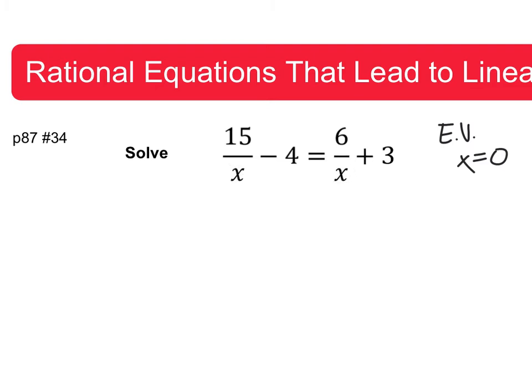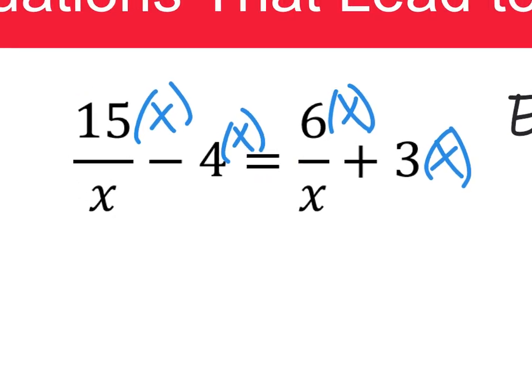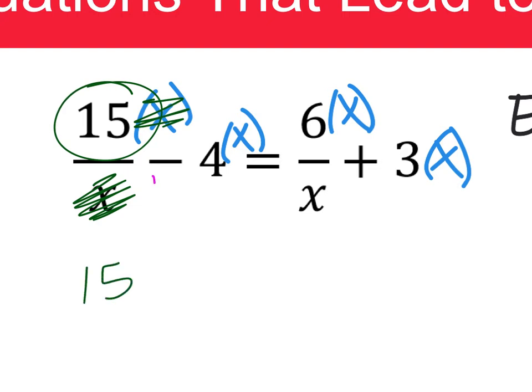And then your least common denominator, the only denominator is x, so your least common denominator would just be x. So we're going to go through and we're going to multiply everything times x. So that gives us, if I zoom in here, x divided by x simplifies, so we're left with 15 here. This doesn't have any simplifying, so that's a negative 4x. Here we can simplify the x's and we're left with just the 6.